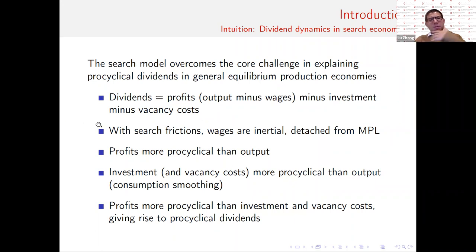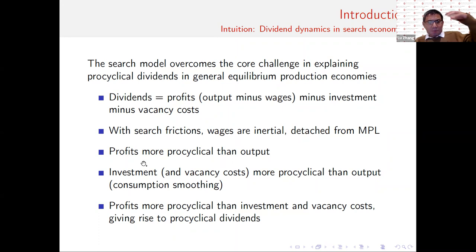All right, so more importantly, with search frictions, wages are inertial. They're going to be detached from the marginal product of labor, even with the Nash wage, right? I know in the macro labor literature, researchers oftentimes say Nash wages are flexible, but my starting point is really the frictionless labor market in which wages equal the marginal product of labor, proportional to output in a Cobb-Douglas case. Relative to that baseline specification, Nash wages are inertial. In particular, wages are no longer equal to the marginal product of labor.